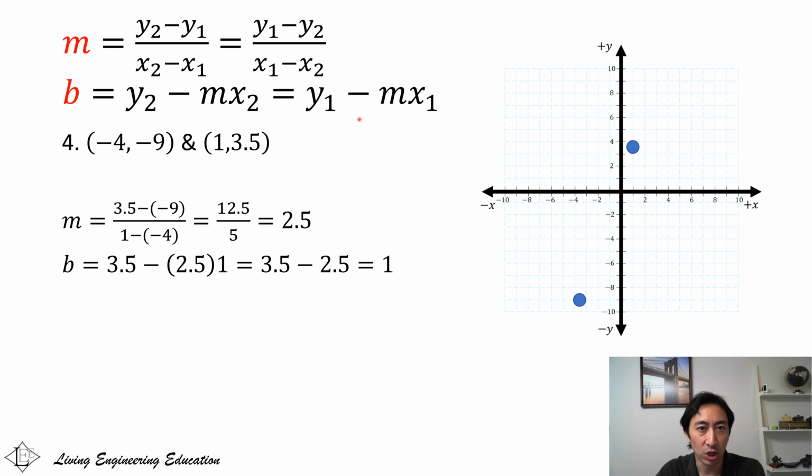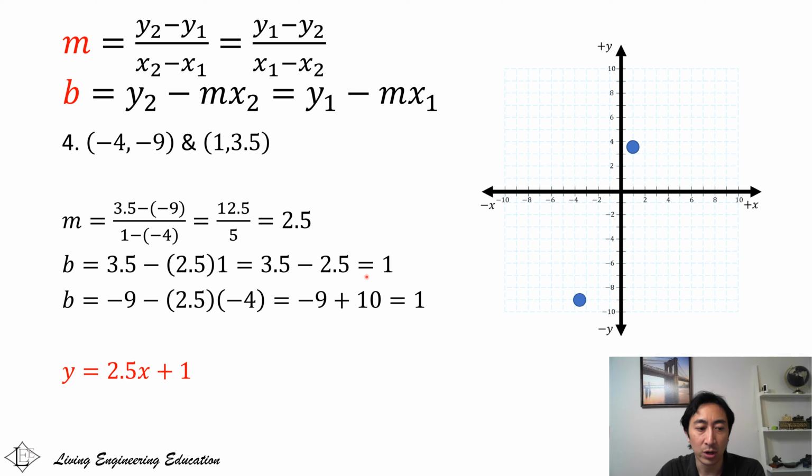We can do it to check using point 1 and the slope. So it's -9 minus 2.5 times x1, which is -4. So that gives me -9 plus, because the negative signs cancel, 4 times 2.5, which is 10. So 10 minus 9 gives me 1 as well. So it checks out. So I have my slope here, 2.5, and my y-intercept of 1. So y equals 2.5x plus 1. And if I graph it, we can see that the line does cross at y equals 1.